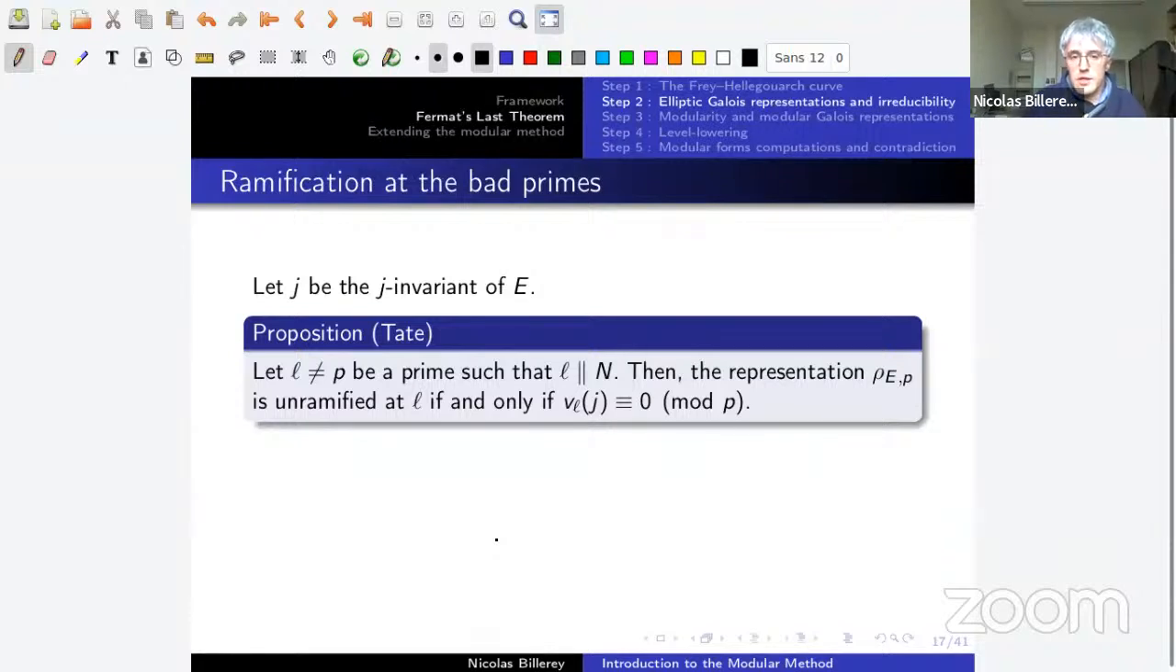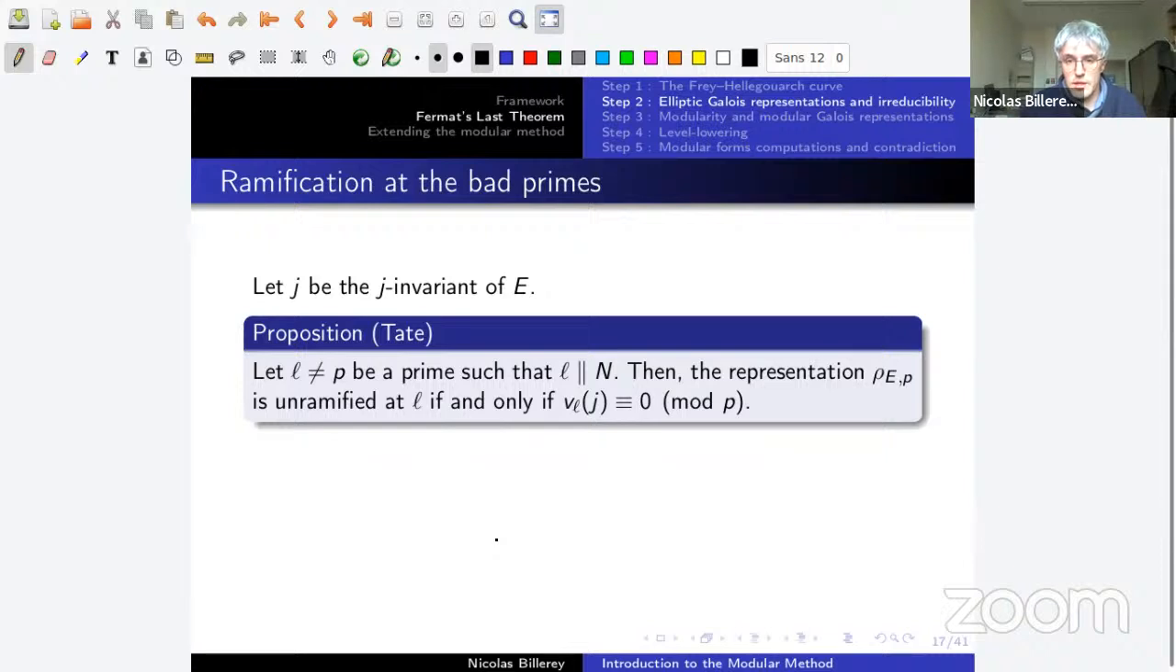And so now, using the theory of Tate curves, we can be more precise on these results. And here's the proposition. Recall that I will denote by j the j-invariant of E, and consider a prime l which is not the prime p, and assume that l divides exactly once the conductor. So I'm assuming that l is a prime of bad multiplicative reduction, right? That's equivalent.